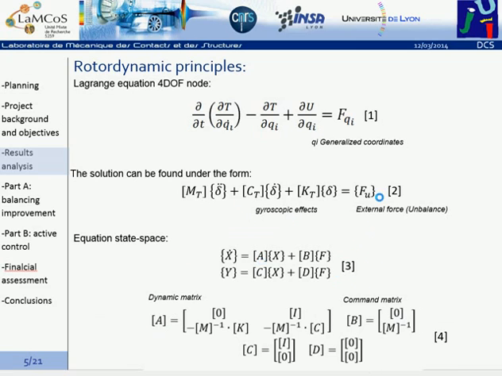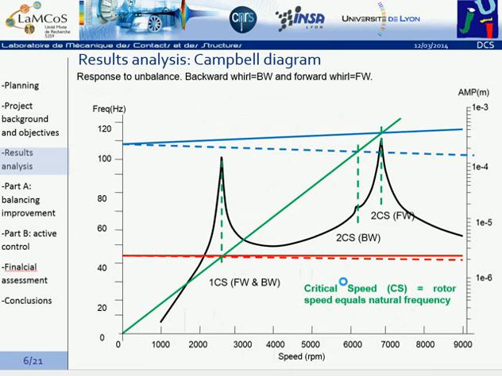Once the equation is solved, we are able to obtain the amplitude and the phase of the displacement for each node. If the equation is solved for different speeds, we are able to plot the black line here. At the same time, we are able also to calculate the evolution of natural frequencies of the system in function of speed. And the intersection between the speed of the rotor and the natural frequency gives what are called the critical speeds. They are the points of maximum amplitude, as you can see here.